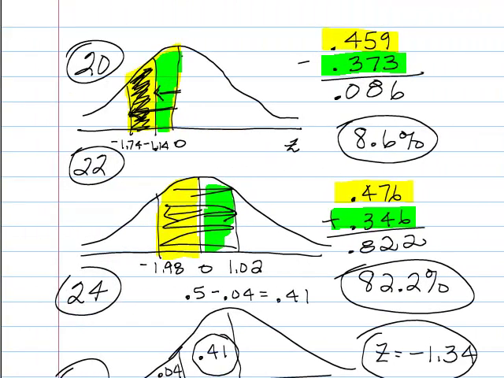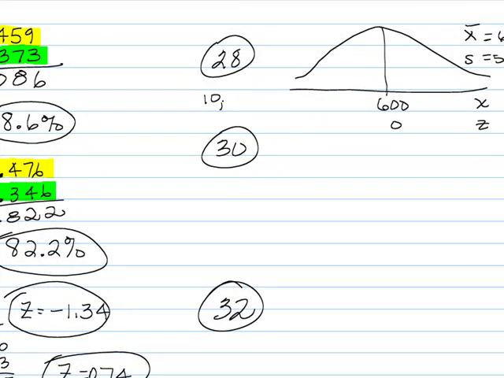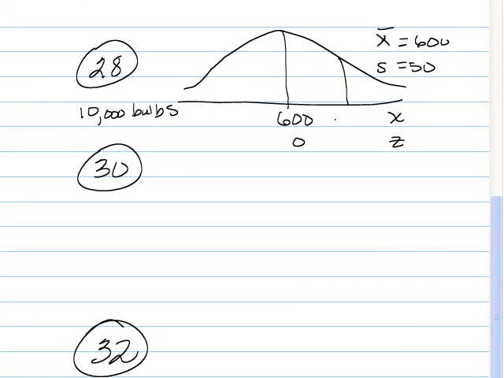Okay, and a warehouse buys and installs 10,000 of these bulbs. Find the total number that can be expected to last each amount of time. All right, so we have 10,000 bulbs. Okay, we may have to draw separate ones for each of these. Between 600 and 675 hours. So we're looking for that area, that probability, and then we can figure out the number of bulbs.